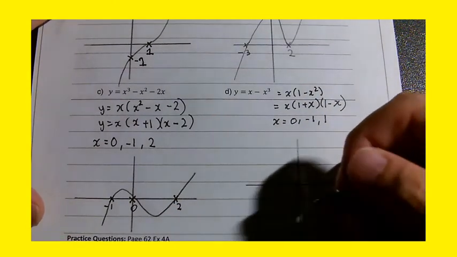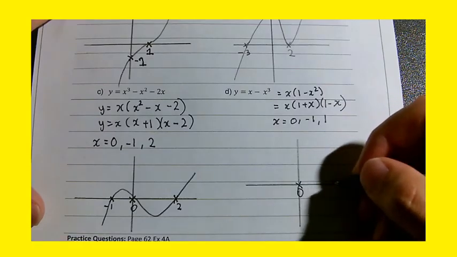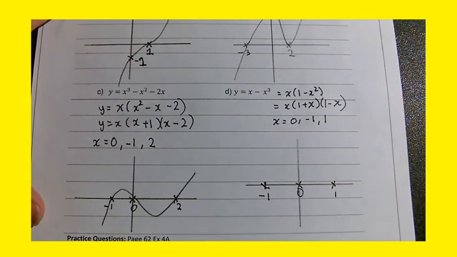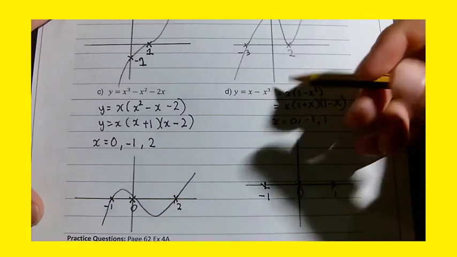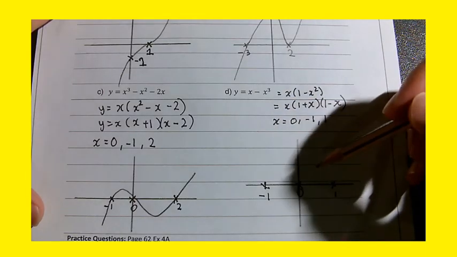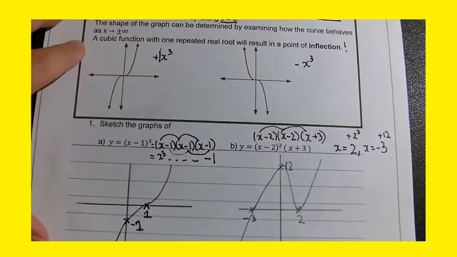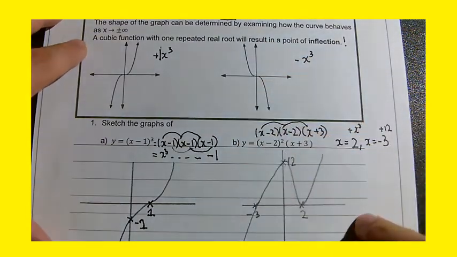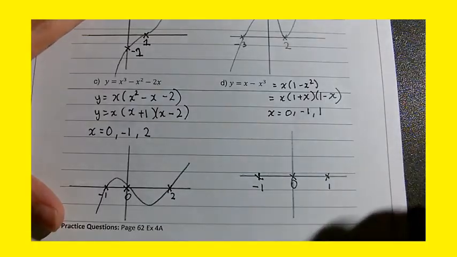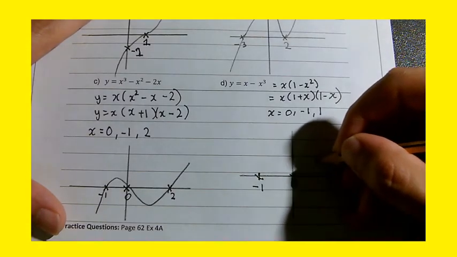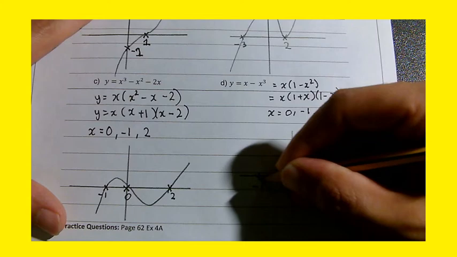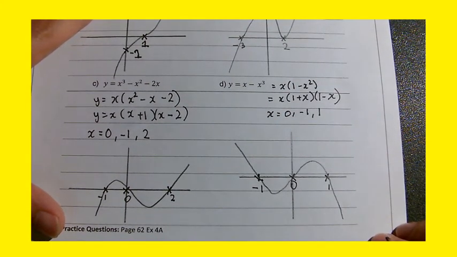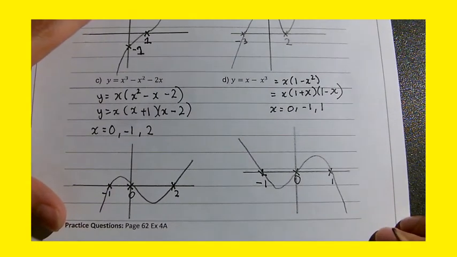So I'd have 0, cuts at 0 here, 1, and minus 1. Now we've got to be careful with this. This is a negative cubic because we've got minus x cubed. So the characteristic of the graph will follow this sort of pattern. Okay, so it'll go from top to bottom in this way. So if I draw this, have that sort of pattern there. So that's the graph x minus x cubed, and that's how we sketch cubics.